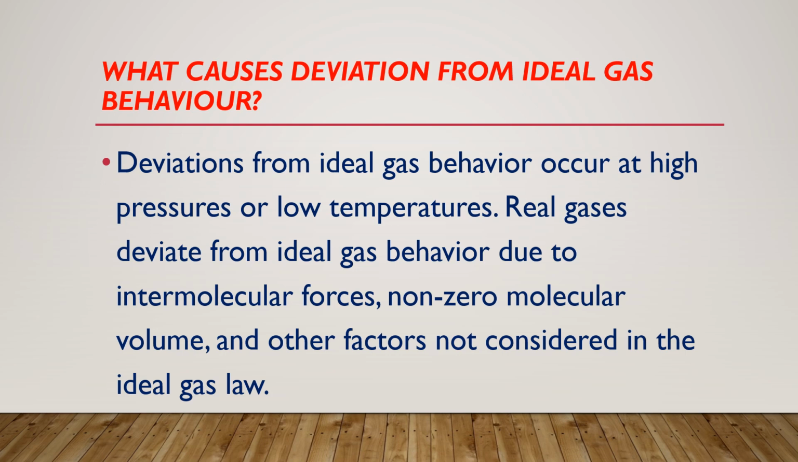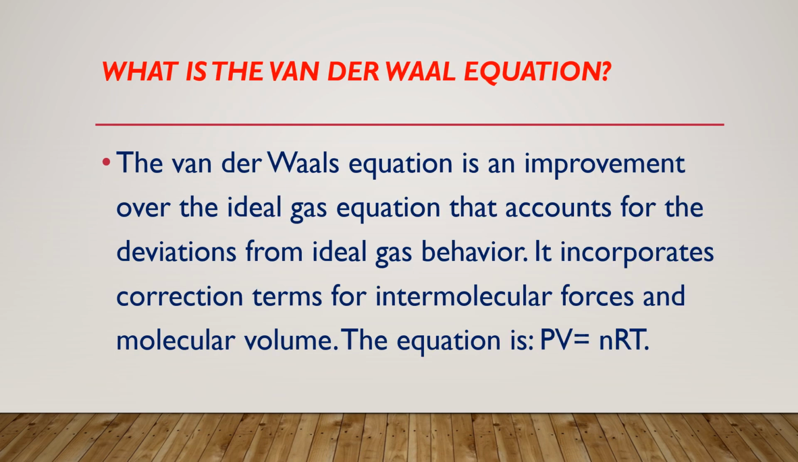What causes deviation from ideal gas behavior? Deviations from ideal gas behavior occur at high pressures or low temperatures. Real gases deviate from ideal gas behavior due to intermolecular forces, non-zero molecular volume, and other factors not considered in the ideal gas law.